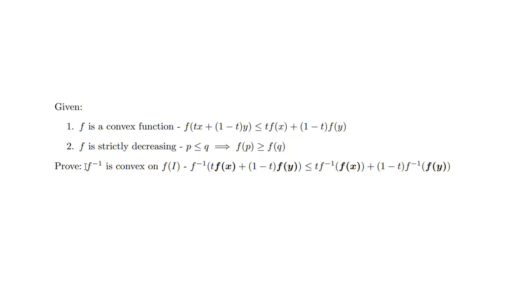What we want to prove is that the inverse of f is convex on f of I, which means that the inverse of f, called f negative 1, is convex on its domain, which is f of I, because it's the inverse. So we can plug in f of x for every place where we have x or y here, and then we get this definition. So this is what we want to prove. This is what we want to somehow get to with what we already have.